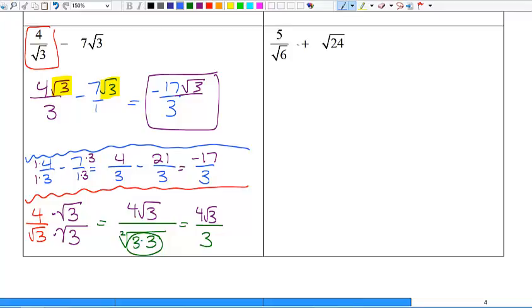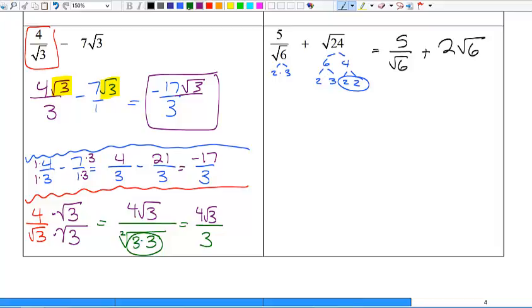On the next problem, 5 over the square root of 6 plus the square root of 24, step 1 says to reduce all radicals. So root 6 can be broken down to 2 times 3. That can't reduce. 24 can be broken down to 6 times 4, which is 2 times 3 and 2 times 2. Okay, this one can reduce. So even though 5 over the square root of 6 doesn't reduce, step 1 tells me to reduce what I can. So I'm going to take the 2 out, and the 2 and the 3 are going to stay home and multiply to get 6. So 2 square roots of 6. Step 1 is done. I have reduced all of my radicals.